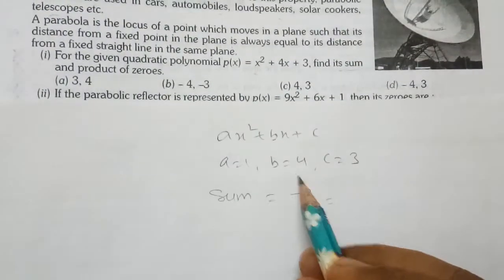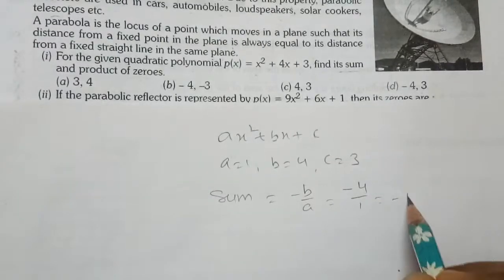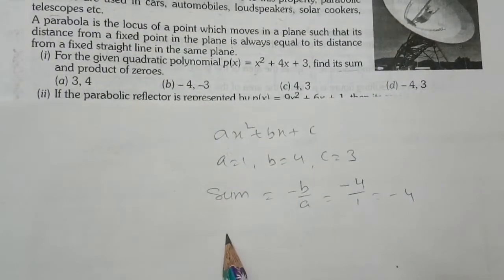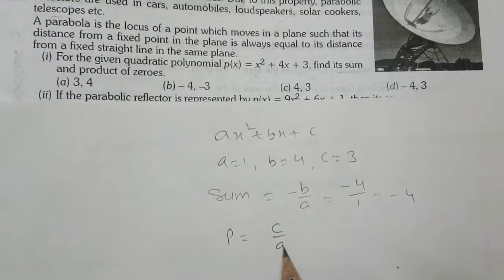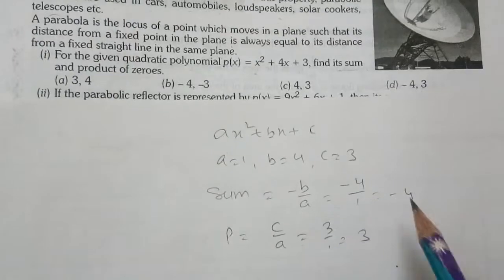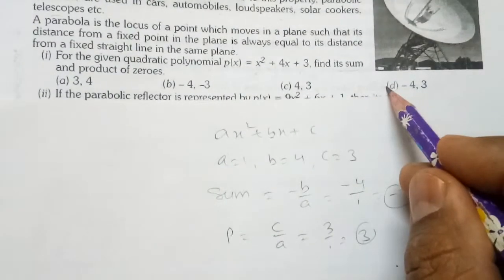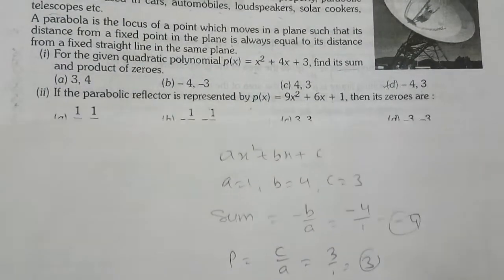So here minus b is minus 4, so minus 4 upon 1 which equals minus 4, and product of zeros equals c upon a. So c is 3 upon 1 which equals 3. So these are minus 4 and 3. So this D, the last option, is the right option here.